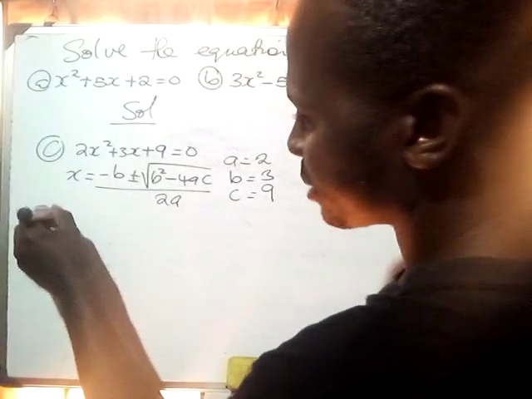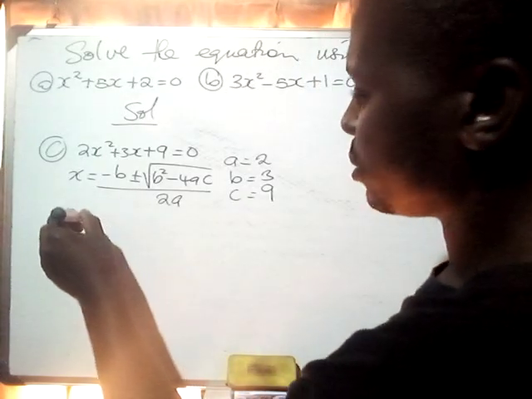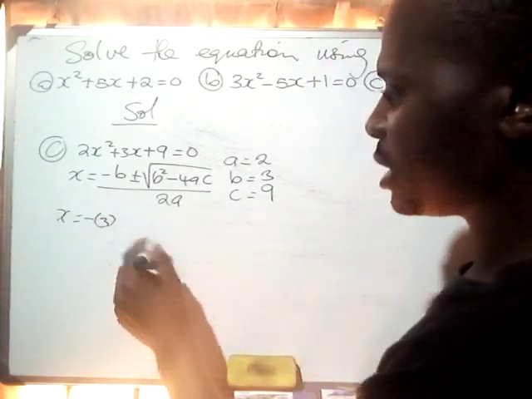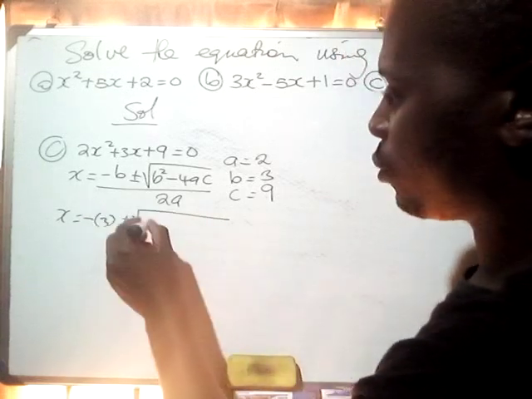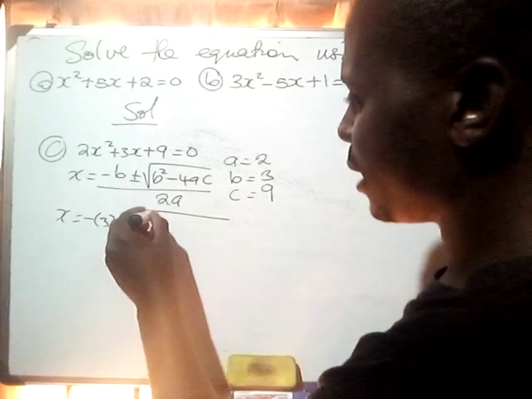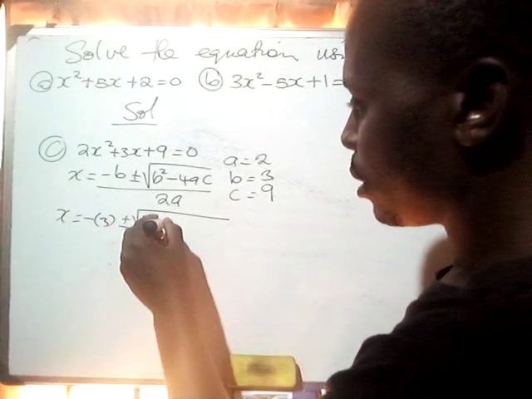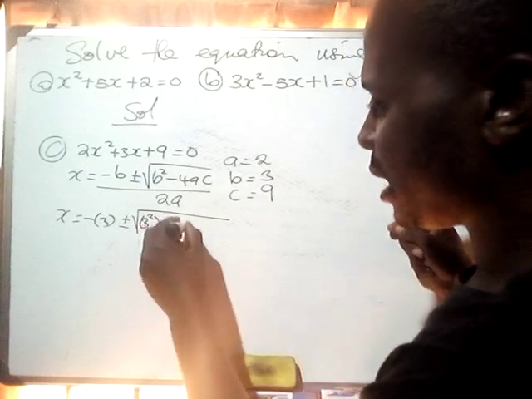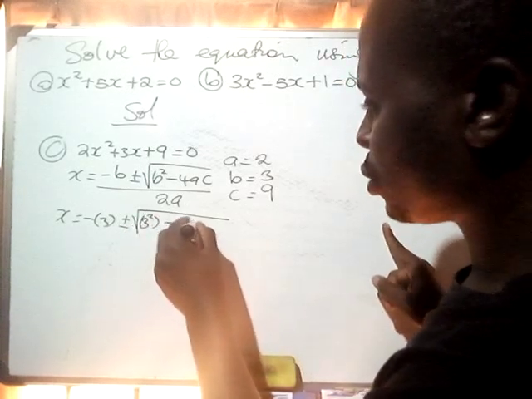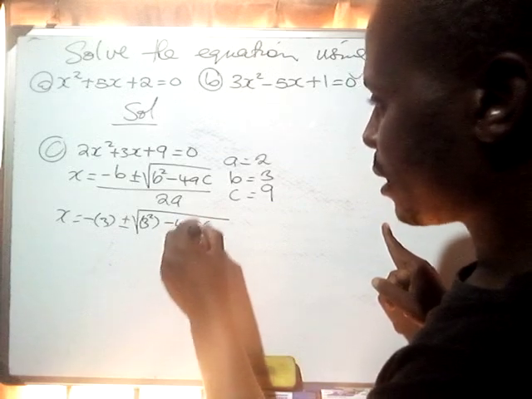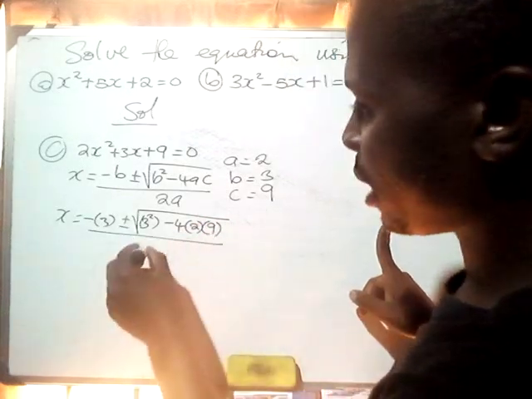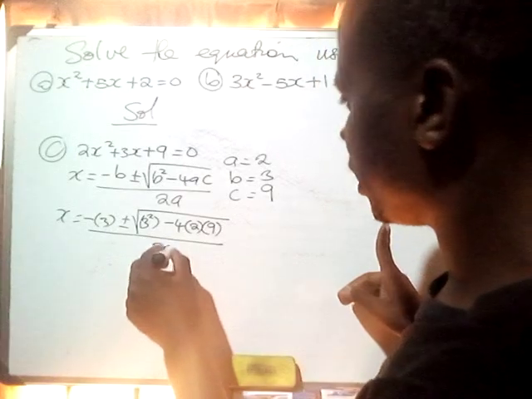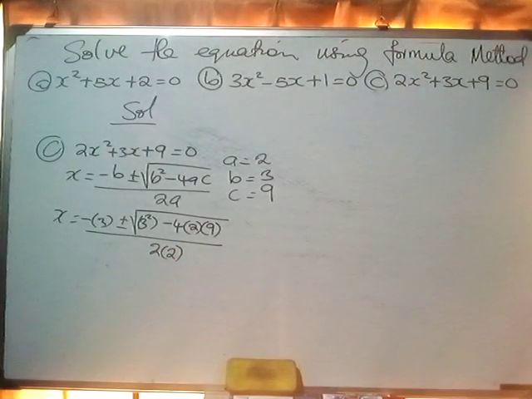So we are going to have x is equal to negative 3, we put it into brackets. Then we have plus or minus the root of 3 squared, then minus 4, open bracket 2, another bracket 9, then everything over 2 times 2. So that is what we have on that question.